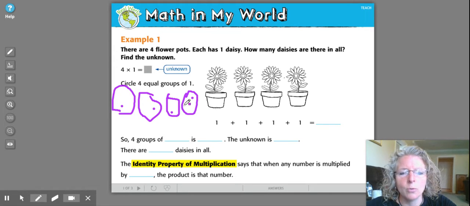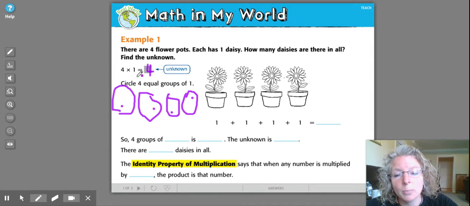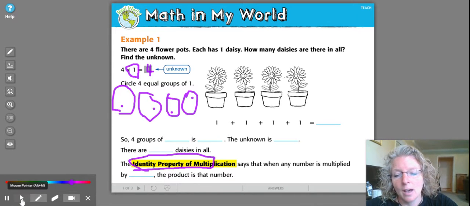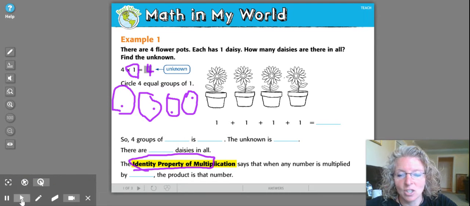1, 2, 3, 4. Guess what? There were 4. When you multiply by 1, you do not change the identity. That is the identity property of multiplication.